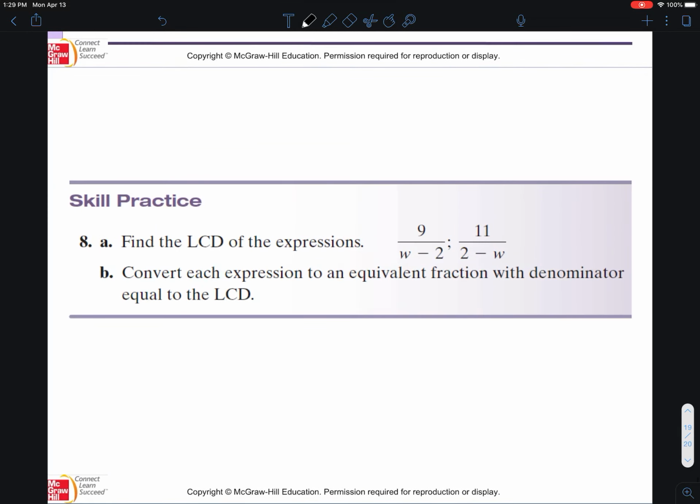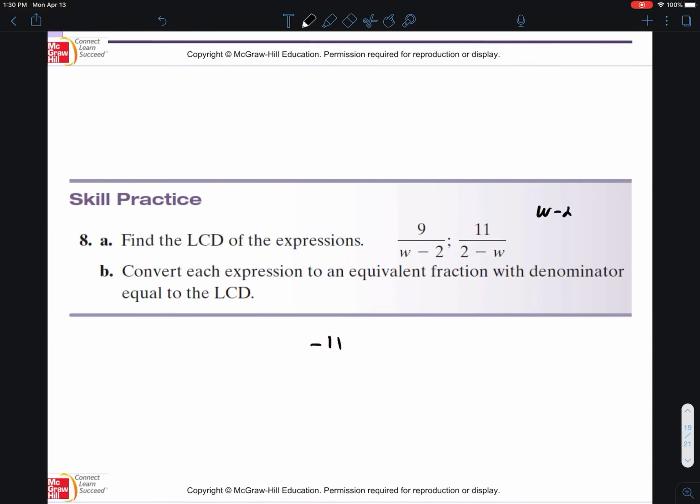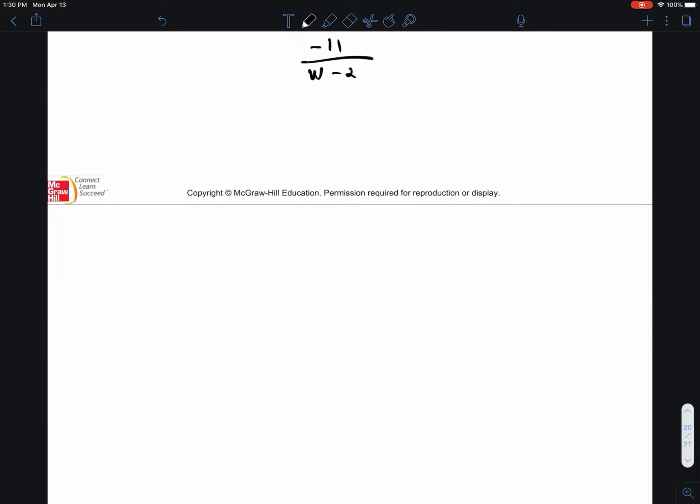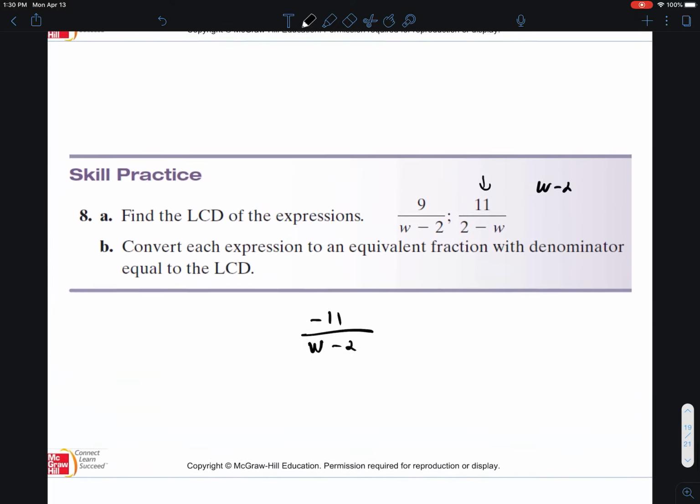So let's go ahead and see this one again. It says convert, find the LCD. So the LCD for this one will be w minus 2. And in order for me to convert that, I just multiply the second one, which will be this one right here, by negative 1. And then I get the negative 1 over w minus 2. And that's the end of 15.3.